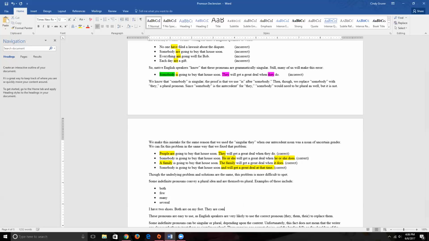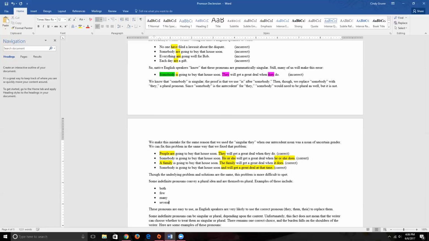They are comfortable. Then you could say that they is for the word shoes, but you could also say they is for both. So this is a correct sentence. You know what? None of us are going to get this one wrong. None of us are going to say, both are on my feet, it is comfortable. Or we're not going to say, both is on my feet. Those aren't problems that native or fluent English speakers are going to make. So these are pretty darn safe.